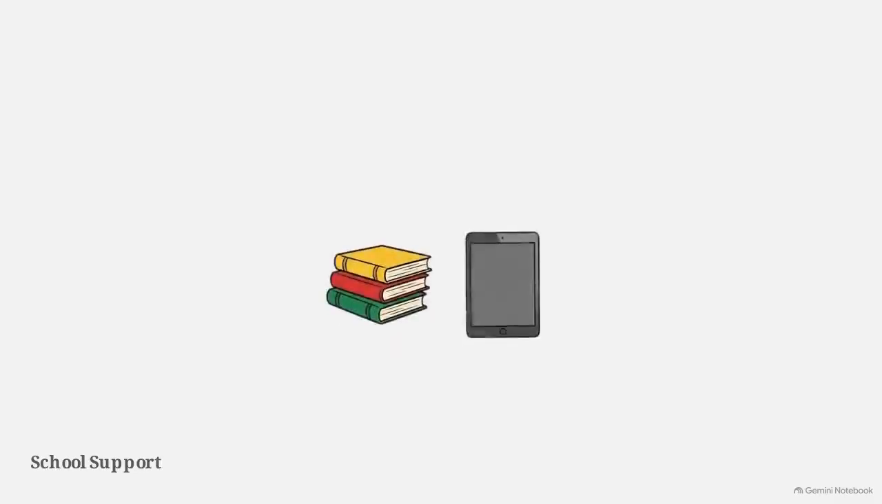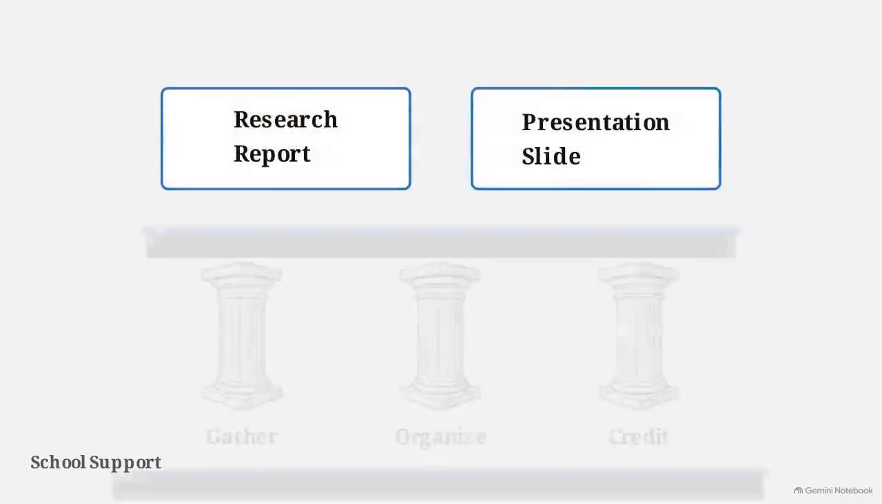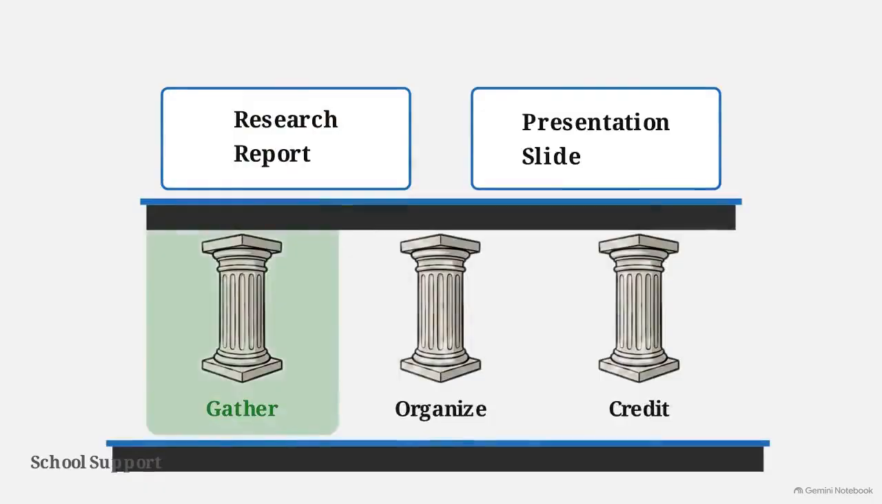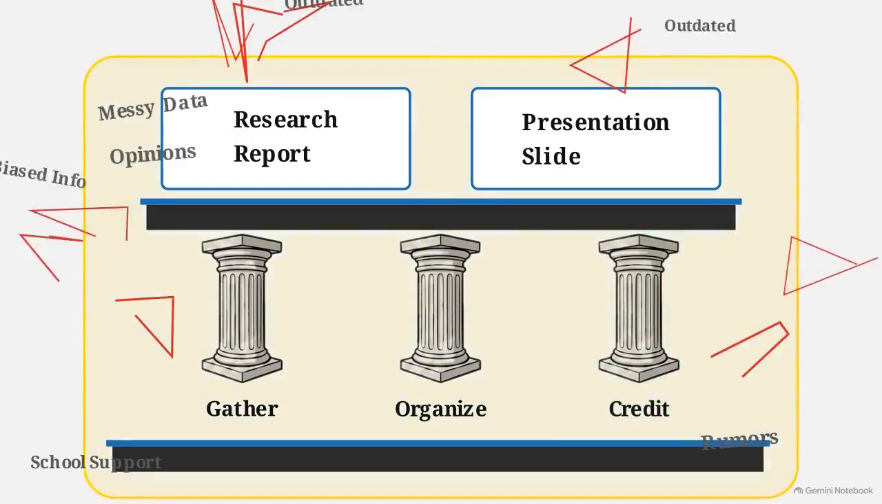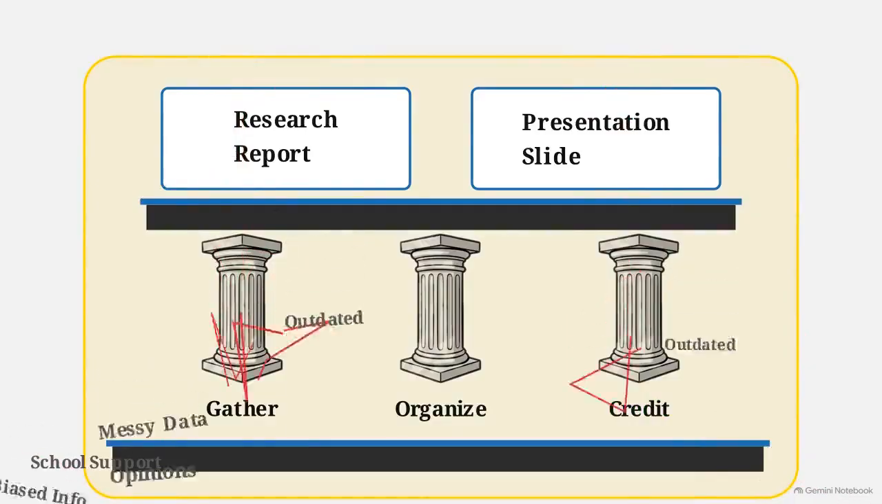Effective academic communication relies on 3 strict requirements. You must gather credible data, organize your ideas logically, and give proper credit to the original authors. Mastering these pillars separates raw, unreliable noise from a trustworthy and persuasive argument.